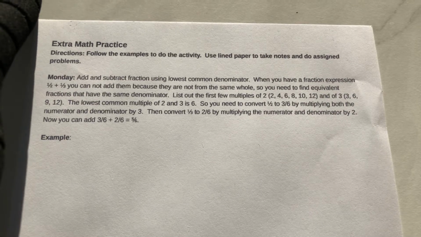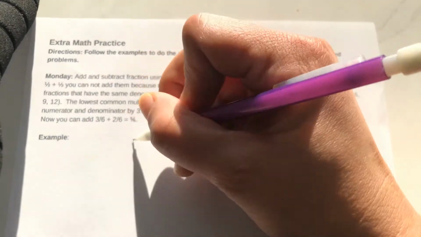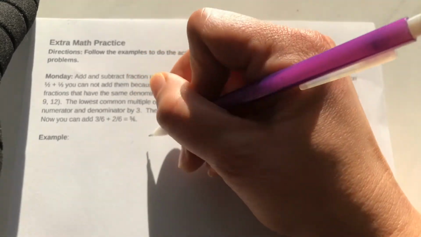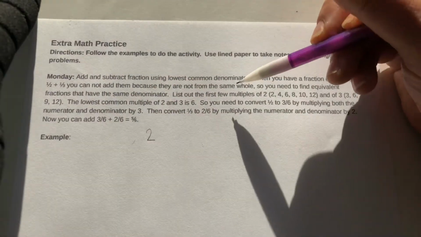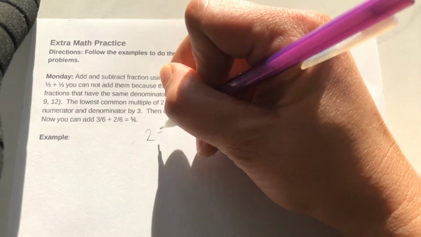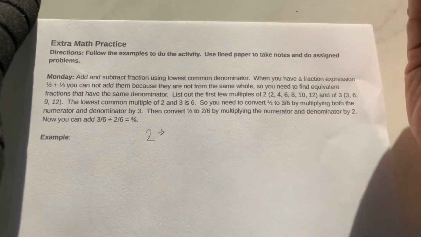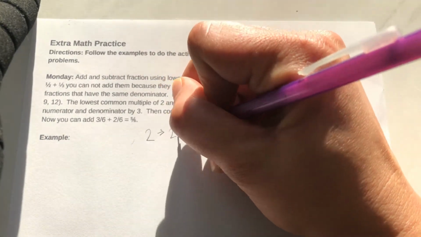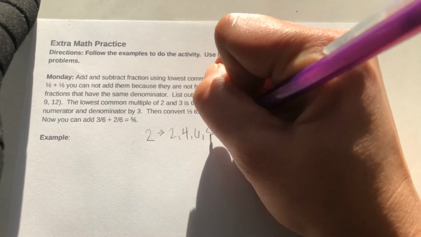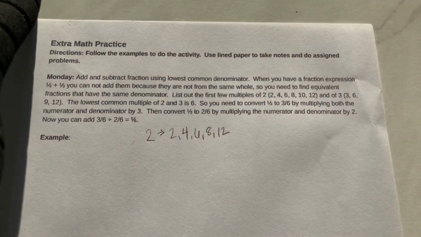So the first step is to take your denominators. Our first denominator of 1/2 is 2, and we're going to list out the first few multiples of 2. So our first couple multiples of 2 are 2, 4, 6, 8, 12. And I think we can stop there.